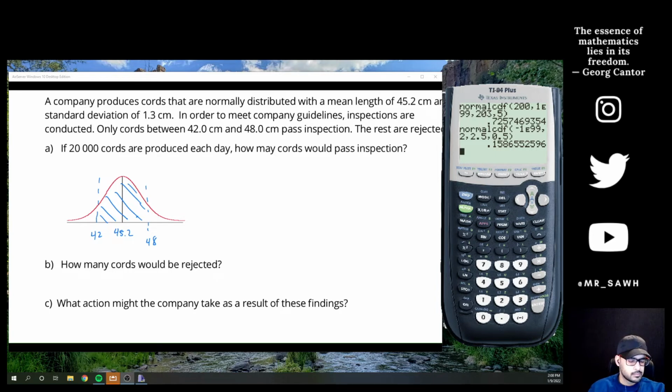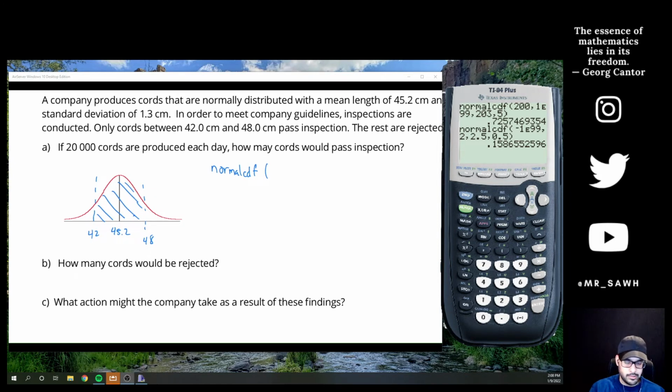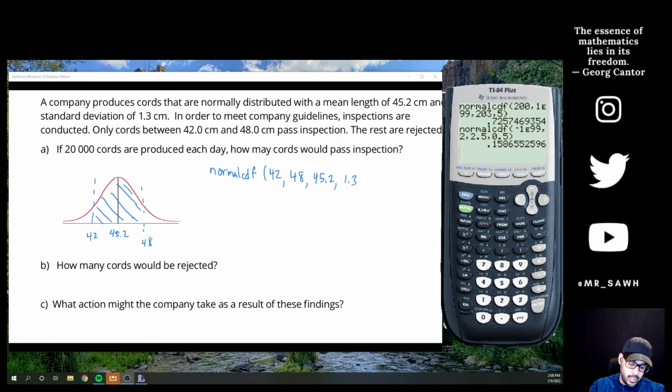Okay. So let's go set this up first. A normal CDF will get us our probability. We need a lower boundary, which, in that range there in blue, is 42. Upper boundary is 48. Average is 45.2. And the standard deviation is 1.3. So I've got enough information to find the probability.